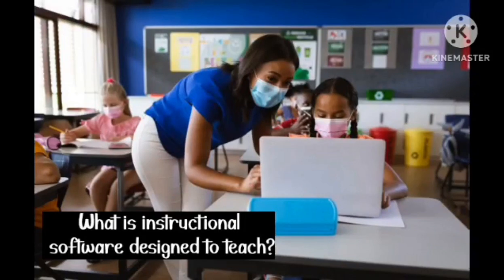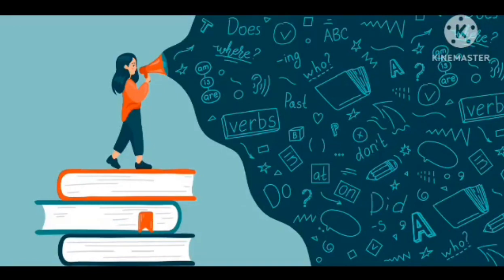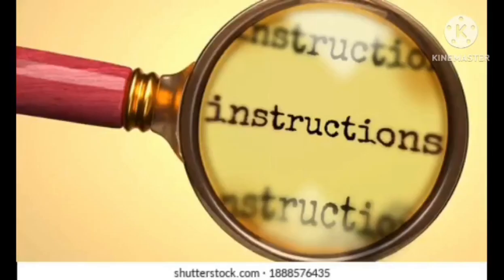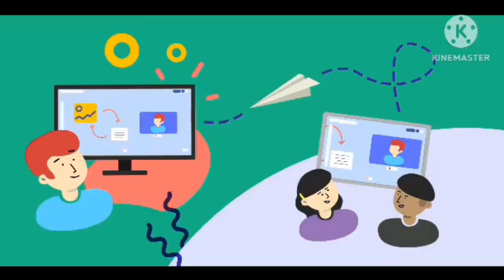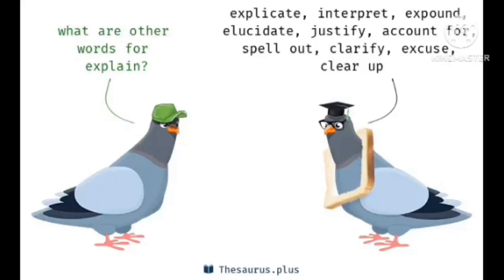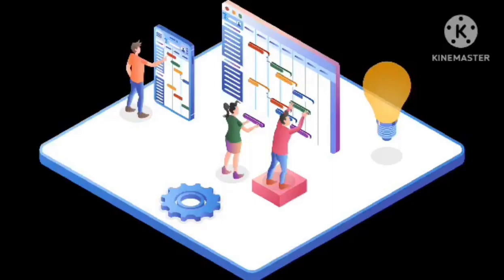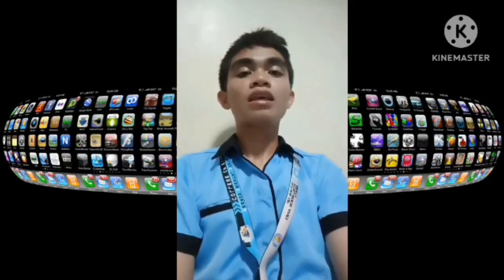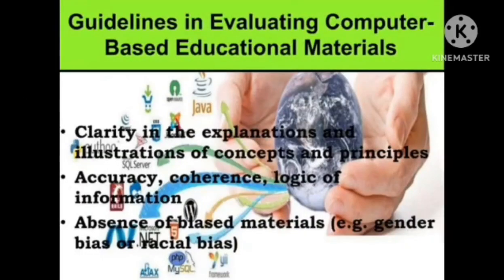What is instructional software designed to teach? Instructional software is designed specifically to deliver or assist with students' instruction on a topic. Instructional software are programs that are designed to teach skills or information through demonstration, examples, explanation, or problem solving. IS has guidelines in evaluating computer-based educational material.